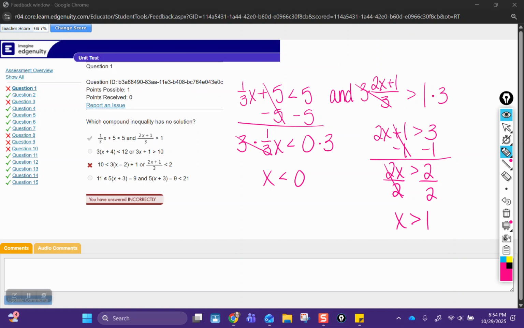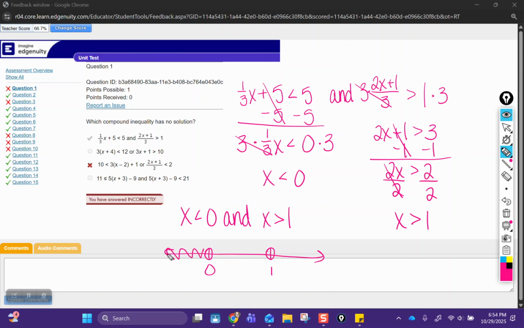Now this is an and inequality, so I'm going to bring down that word and. I'm going to rewrite both of these solutions to the inequalities. So x is less than 0 and x is greater than 1. That means we are looking for a number that fits both of these statements. If I draw a number line, we're going to plot 0 and 1 on the number line. They both would be open circles because we're just less than or greater than. We're not actually including 0 or 1.